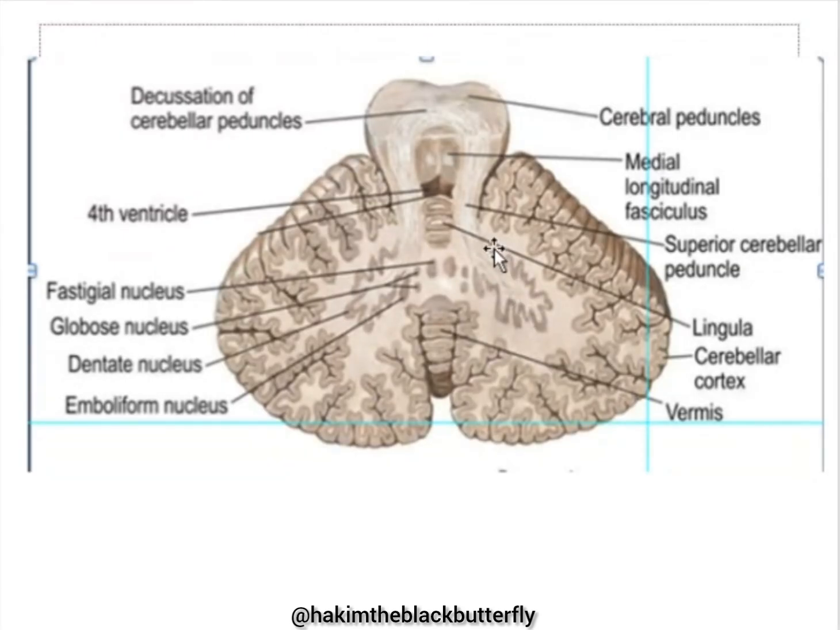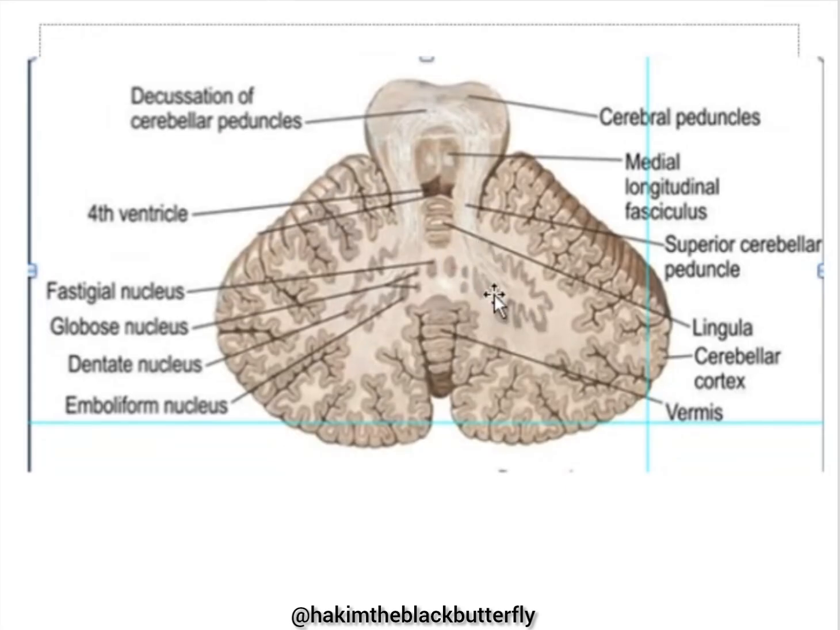And when you name these nuclei from lateral to medial, this big one is the one we call the dentate nucleus. Then we go to this one known as the emboliform nucleus. Then we have this one known as the globose nucleus. And then we have this one known as the fastigial nucleus.